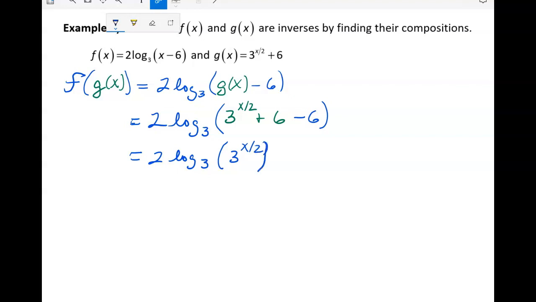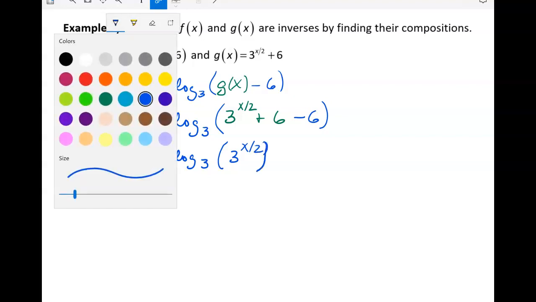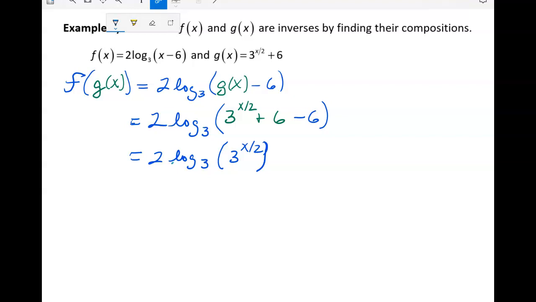Now you may remember this inverse property of logarithms. Log base 3 of 3 to a power is simply the power. So this is equal to 2 times x over 2, which is equal to x. And that is the result that we're supposed to get when we compose two inverse functions. In order to thoroughly show that these are inverses, we need to find the other composition, g of f of x. The same composition, but with f of x this time on the inside.